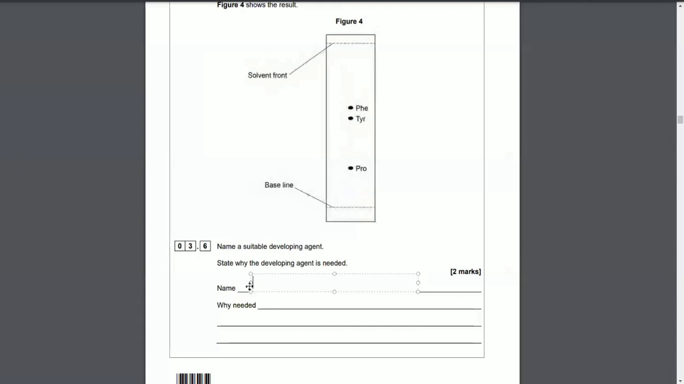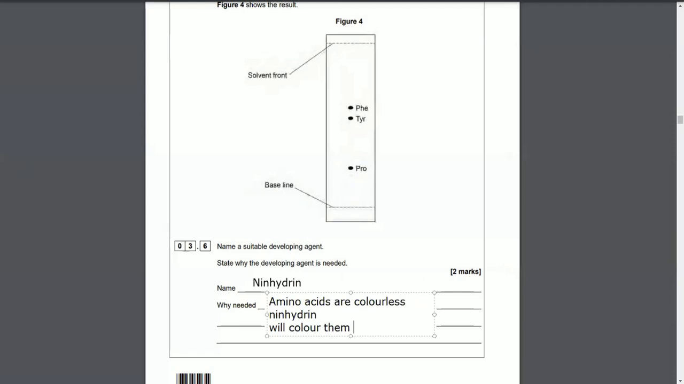And so what we do is we cover the plate with a stain that will show the position of the different amino acids. And the stain we use is ninhydrin, a developing agent, I should say, not a stain. Amino acids are colorless. Ninhydrin will color them purple. So they end up looking purple once you add ninhydrin, and that means we can now go ahead and calculate the RF values. Awesome.